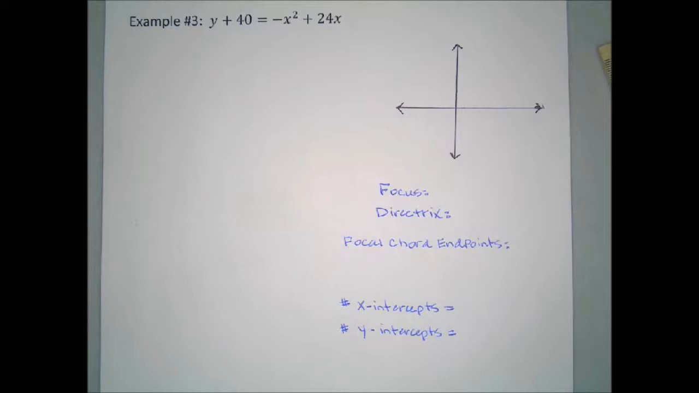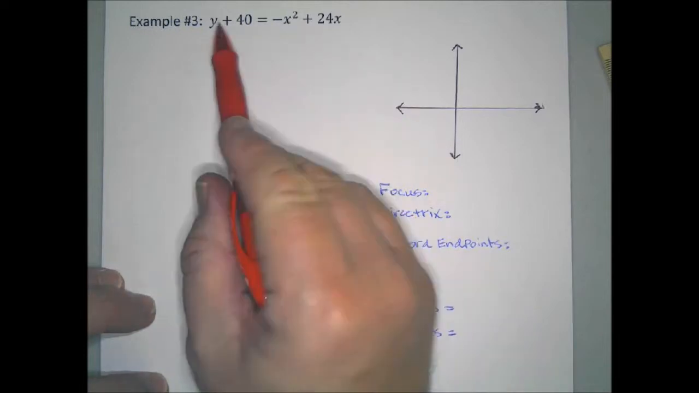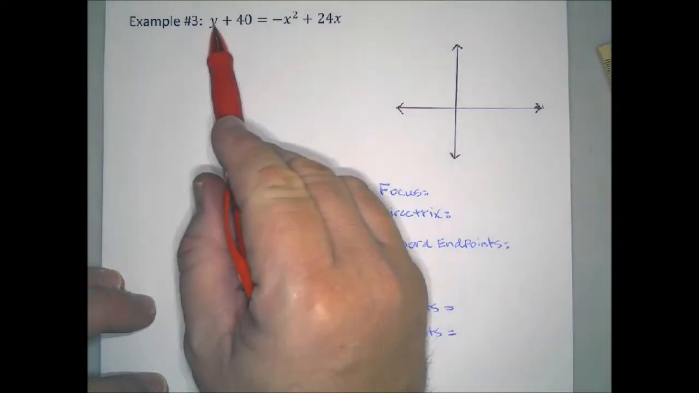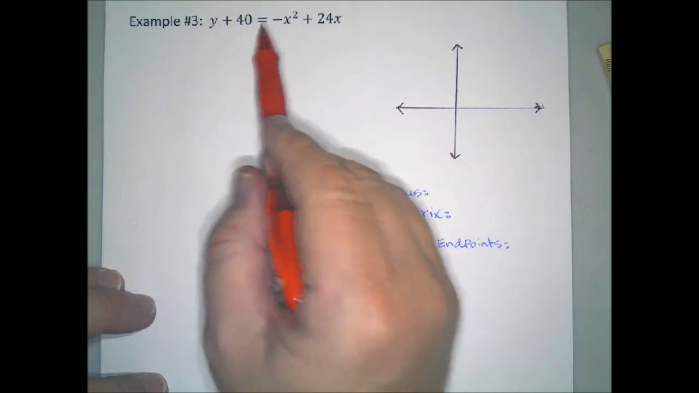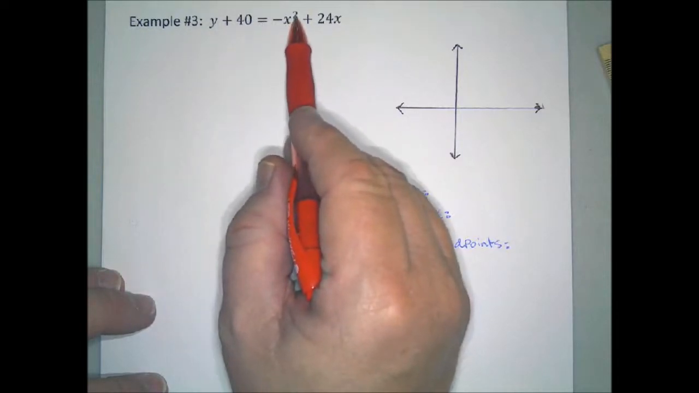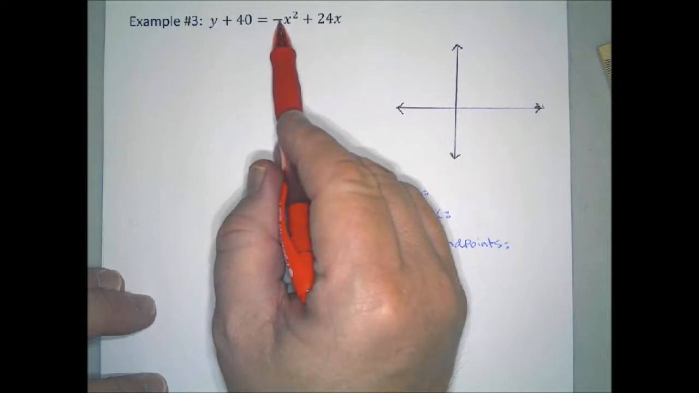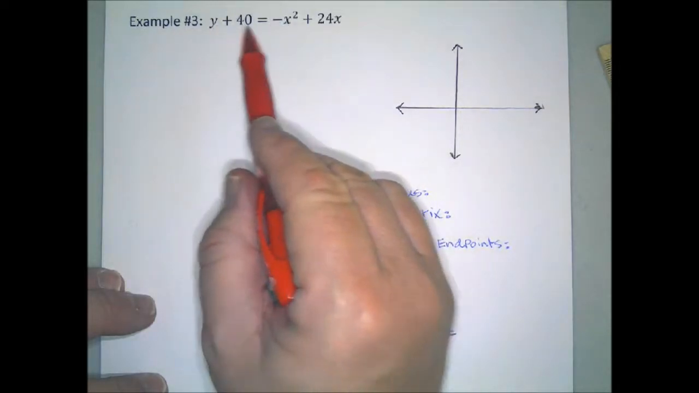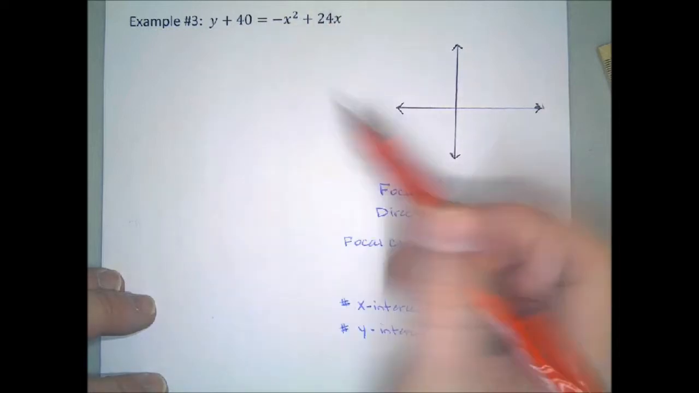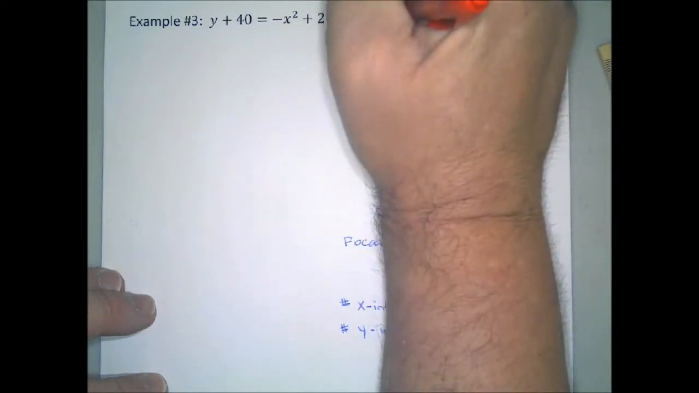For example 3, there's something we already know about the parabola in example 3 by looking at the equation. We know y is to the first power. We know on the other side of the equal sign, x is being squared, and it has a negative leading coefficient. So I already know simply by looking at this equation that it's going to be a down parabola.